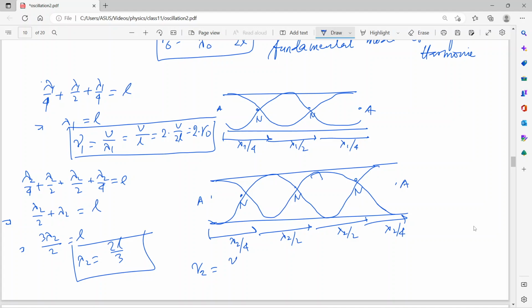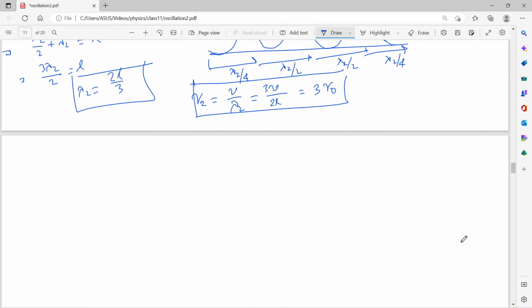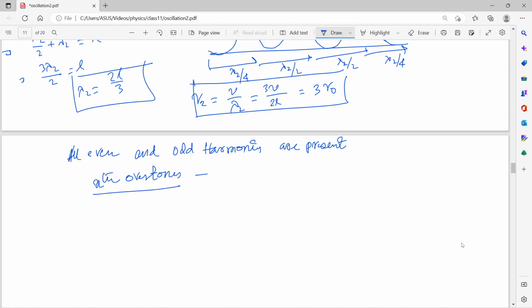So, the frequency is V by lambda 2, so 3 V by 2L, that is 3 times frequency nu naught. So, you can find that both even and odd harmonics are present, because first is nu naught, second is 2 nu naught, third is 3 nu naught. That means all even and odd harmonics are present, and the overtone n is the n plus 1 harmonic.